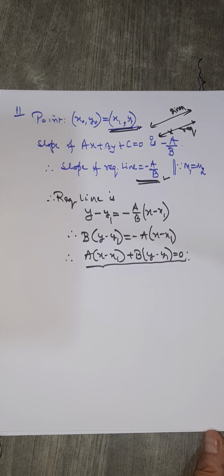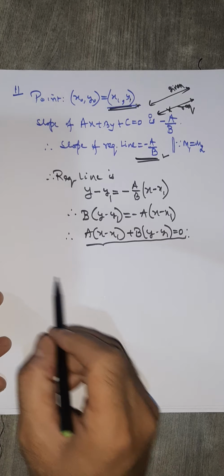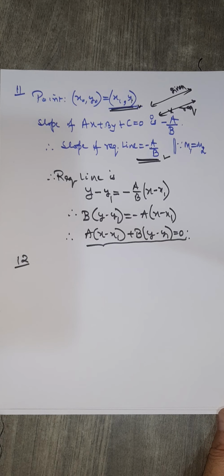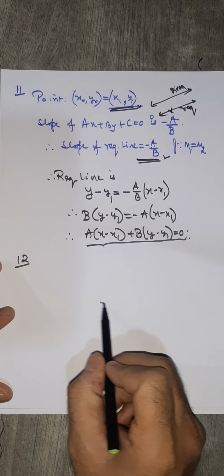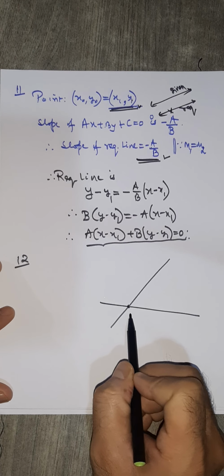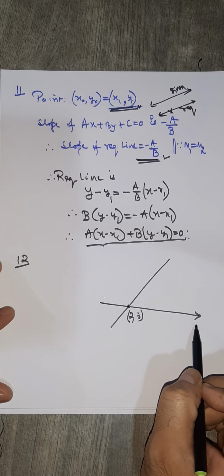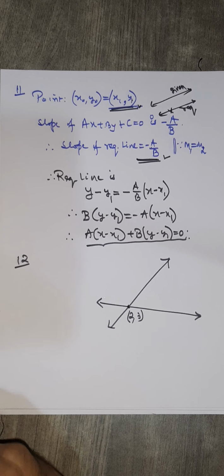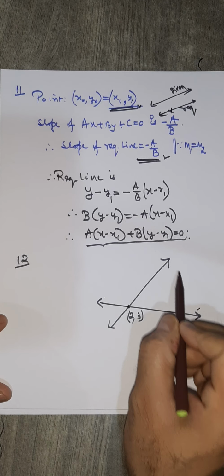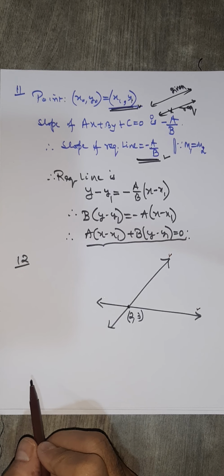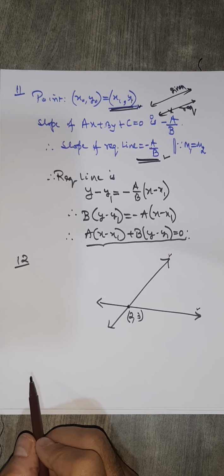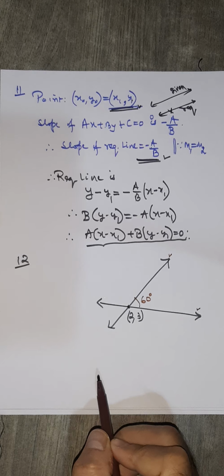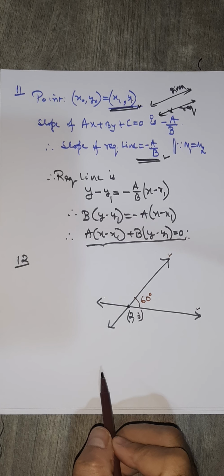Okay. Question number 12. What does it say? Read the question. Two lines passing through the point (2, 3). Okay, so we have two different lines. Both pass through (2, 3) like this. So you have one fixed point on both the lines. This is x0, y0 for this line as well as for this line. They intersect each other at 60 degrees. So this measure of angle is 60 degrees. In short, the measure of the angle between the two lines is given.